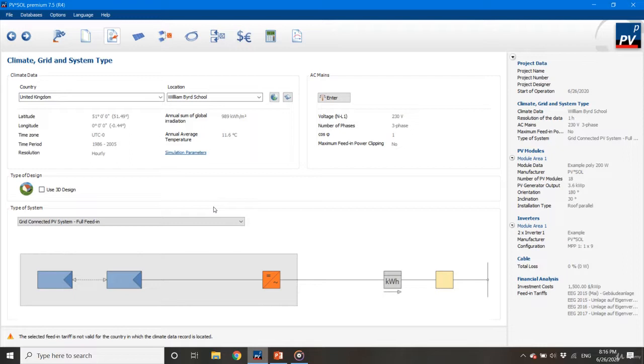Net metering means the meters calculate the energy you take from the grid and the energy you feed into the grid and calculate the difference, so you pay for the energy from the grid and get paid when you feed energy into the grid. The third system is the same as the previous one except for the addition of the battery system selection window.